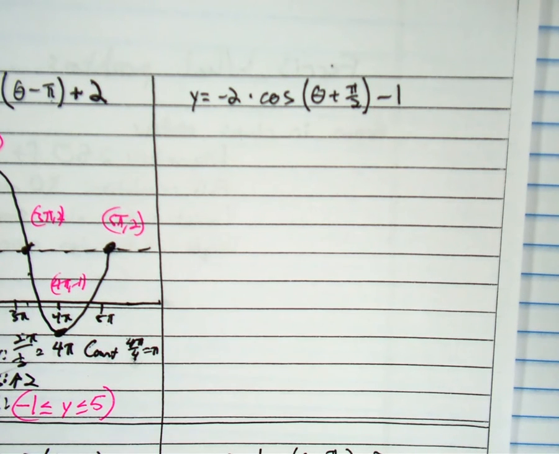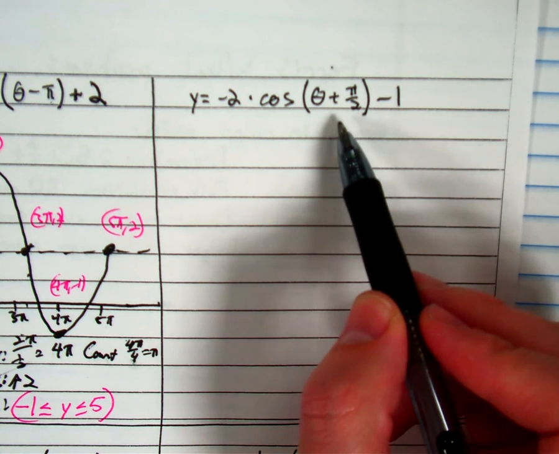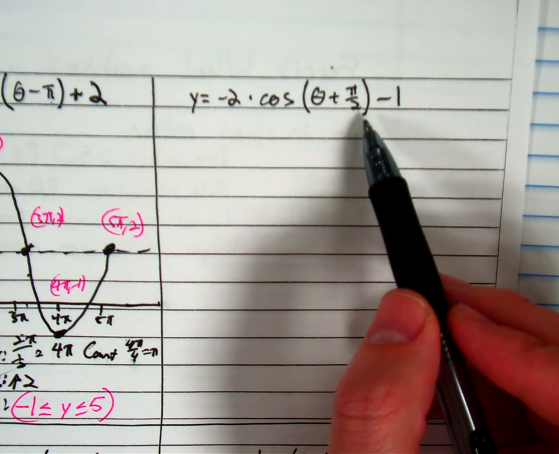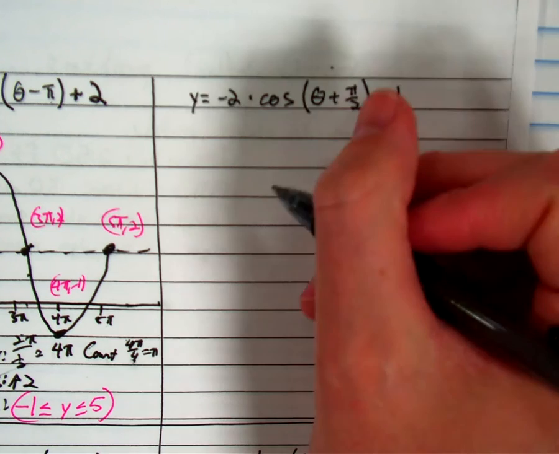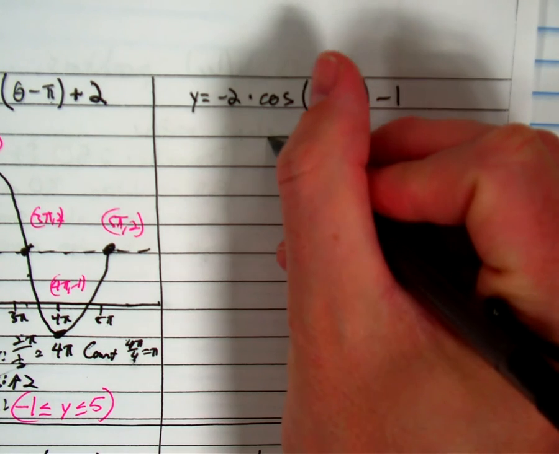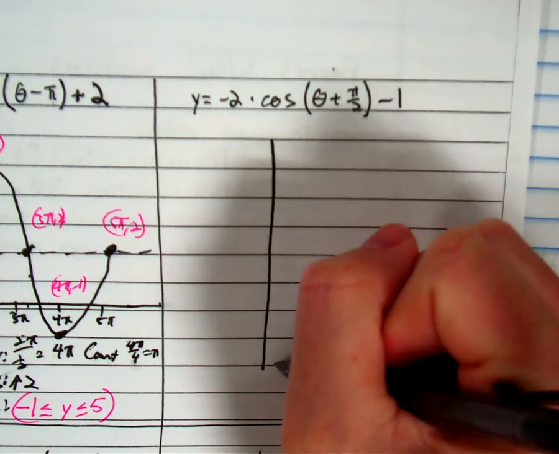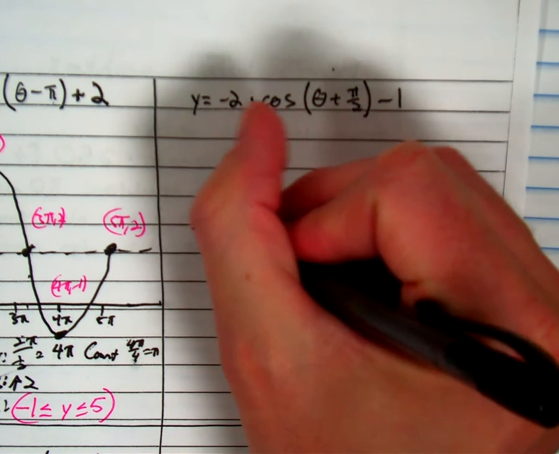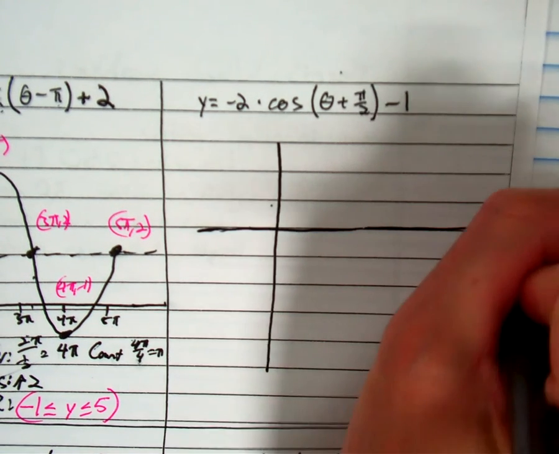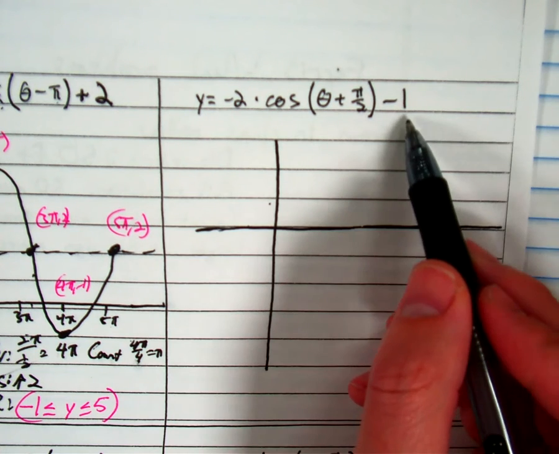Negative 2 times cosine of theta plus pi over 2, minus 1. Okay, so we're down 1, we're pi over 2 to the left. For the most part, we're centered pretty well here, just a little bit back and a little bit down. So I'm going to leave room to go back a little bit. And we're going to be primarily down. That should do us.